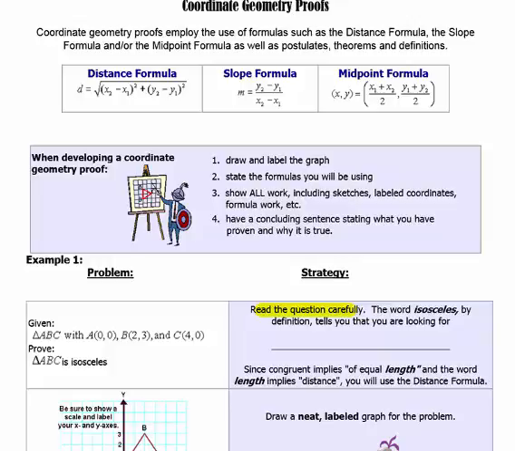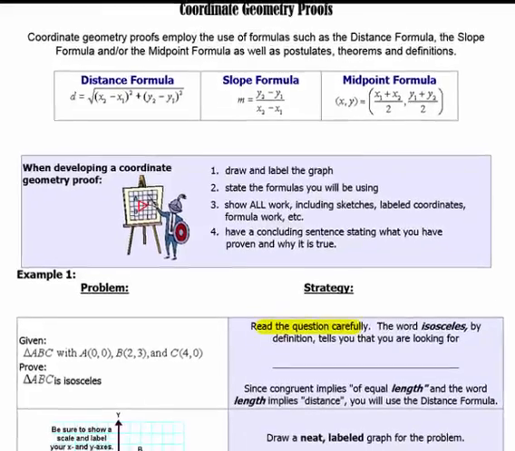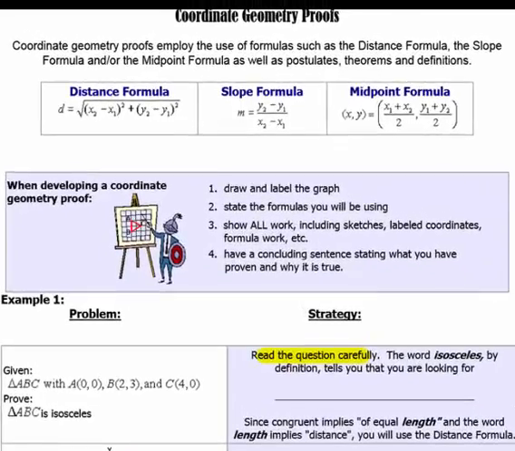So let's look at the overall process. When developing a coordinate geometry proof, you want to draw and label the graph. You want to draw your graph with a straight edge. You want to state the formula you will be using, and that can be listing the formula. You don't have to write a sentence at this point. You're going to show the work in a very descriptive manner, including your sketches, your coordinates, your formulas, etc. And then at the end, you have a conclusion stating what you have proven and why it is true.